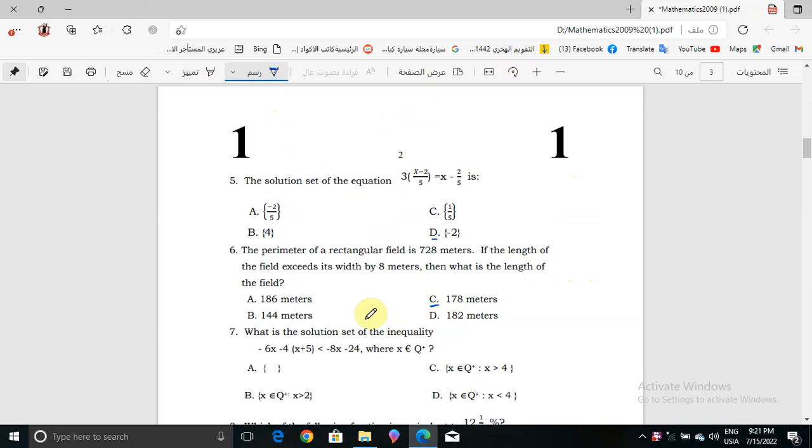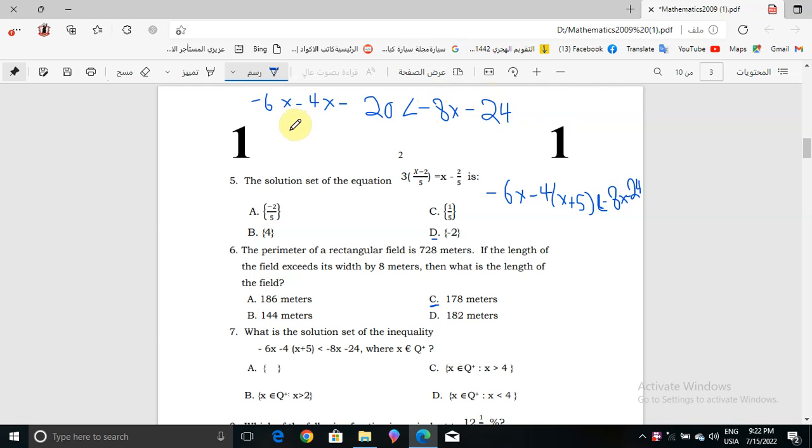Here what we will do, negative 6x minus 4 times (x plus 5) less than negative 8x minus 24. Okay, here we'll multiply negative 4 times x and times positive 5, so that means we will get negative 6x, negative 4x, negative 20, less than negative 8x minus 24.